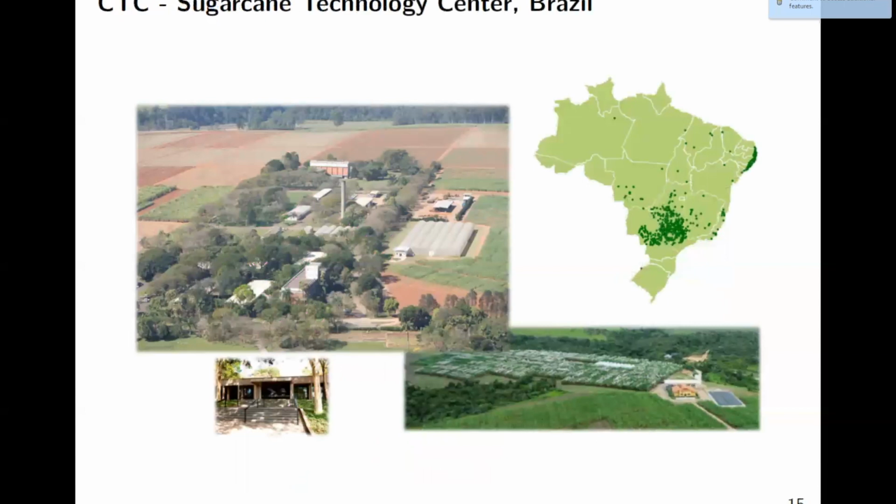The data that I'm using here comes from CTC, as Mark mentioned, which is the Sugarcane Technology Center in Brazil. Here's the overview of the headquarters and also our breeding station that stays here in the north of Brazil. Those are some growing areas in Brazil, the main growing areas.